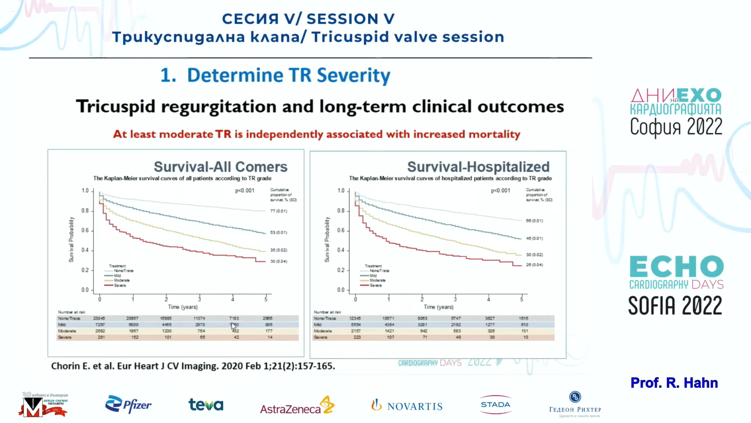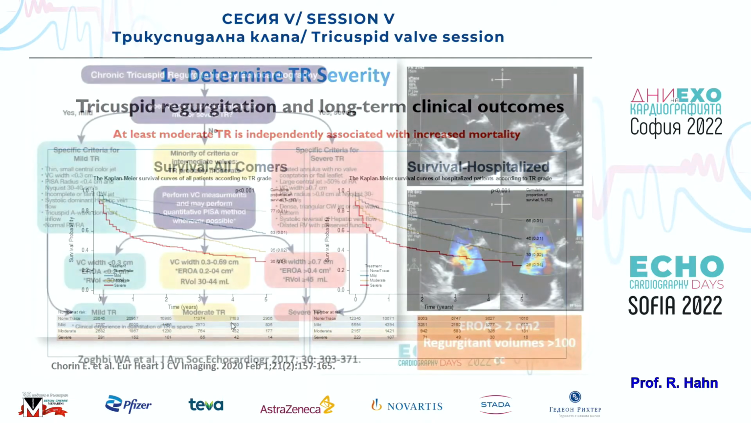So the first step then is to determine the severity of tricuspid regurgitation. And we do this because we know from multiple natural history studies that there's a graded response to mortality with increasing severity of tricuspid regurgitation. This is just one of those studies, showing again with mild, moderate, and severe disease, there's progressively worse survival.